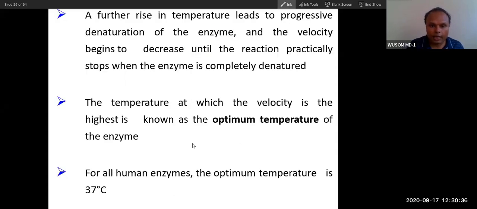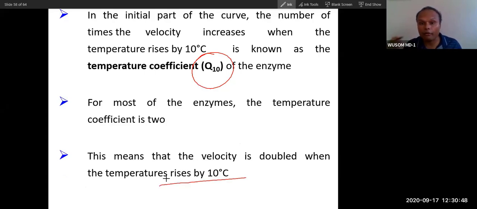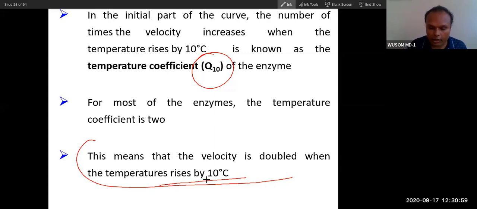Now, there is something called the rule of Q10. This is very important. With an increase in temperature by every 10 degrees, there will be doubling of the reaction rate. It means the velocity is doubled when you increase the temperature. That is why in the summer season, food gets damaged early because of high bacterial enzyme activity. So with each rise of 10 degrees Celsius, there will be doubling of the reaction rate.